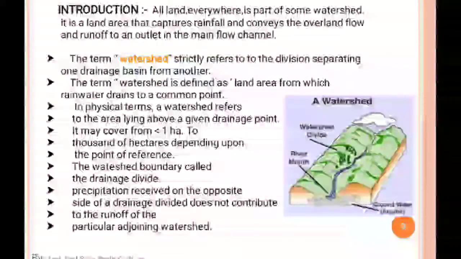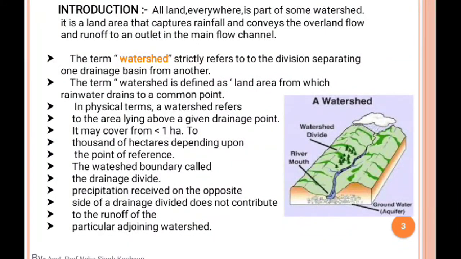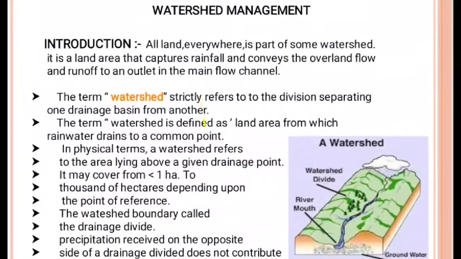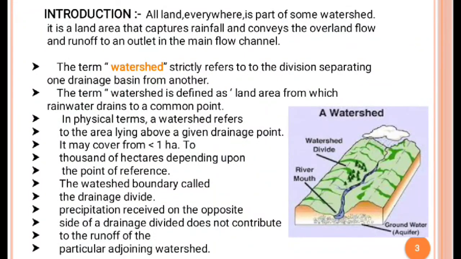Okay, so when we come to the theory point, क्या कहता है हमारा theory? So when we look at the basic introduction of watershed management, we can say all land everywhere is a part of some watershed. It is a land area that captures rainfall and conveys the overland flow and runoff to an outlet in the main flow channel.